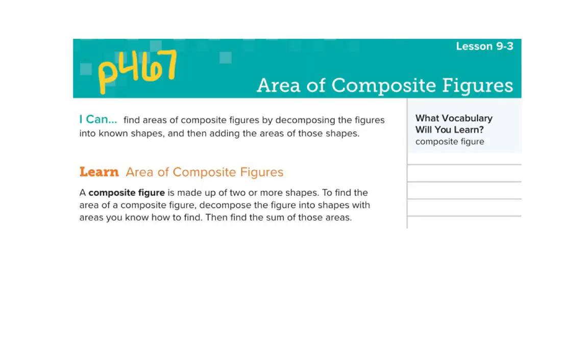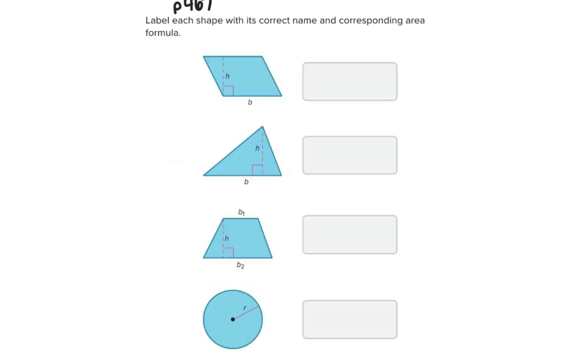Page 467 describes what a composite figure is. It's a figure that's made up of two or more shapes. So to find the area of a composite figure, we have to decompose it into shapes with areas that we know how to find, and then find the sum of those areas.